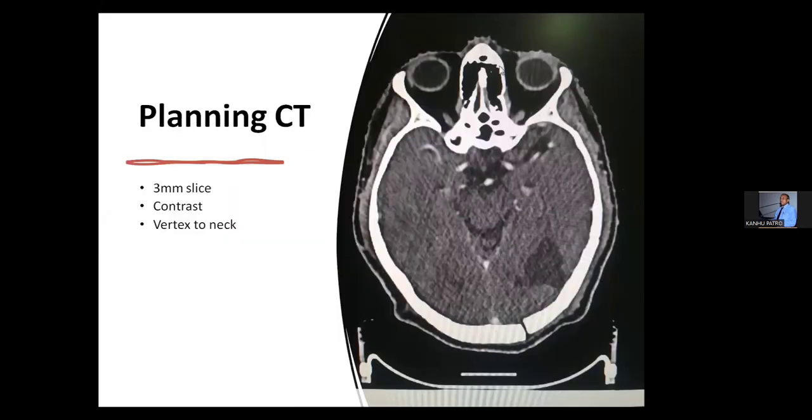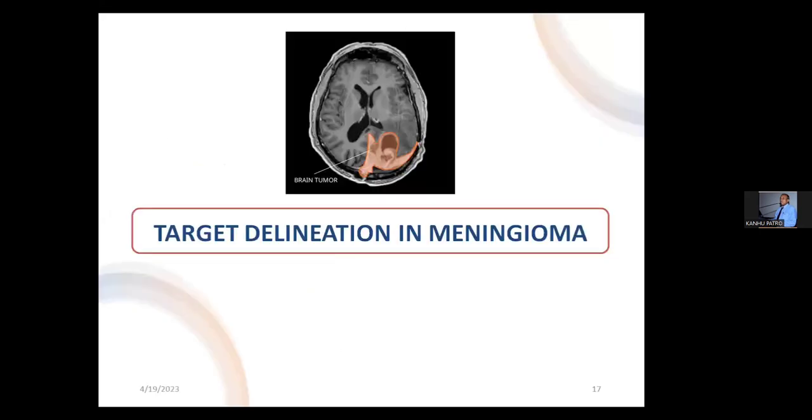The planning CT is usually 3 mm slice, with or without contrast. If you are planning for SRS, we can go for a 1 mm slice, and we have to plan from vertex to neck. So first we start target delineation in the meningioma.